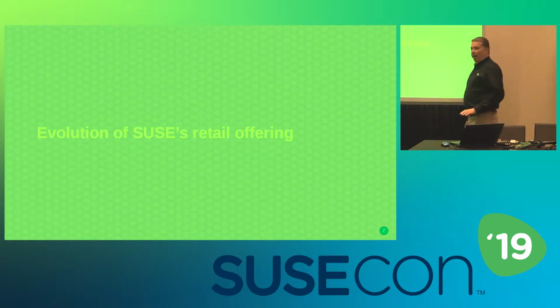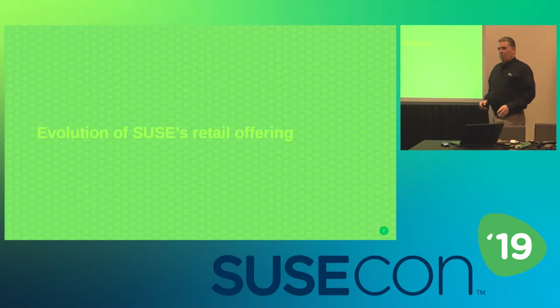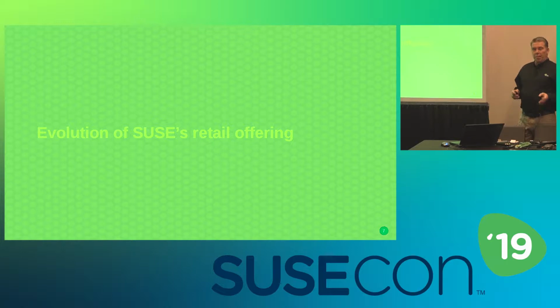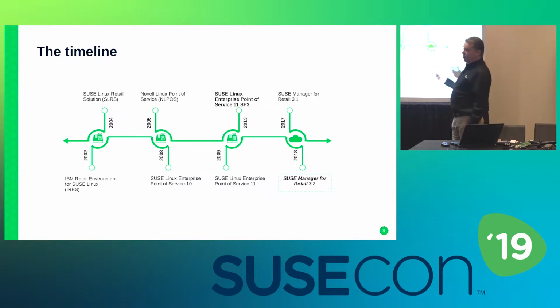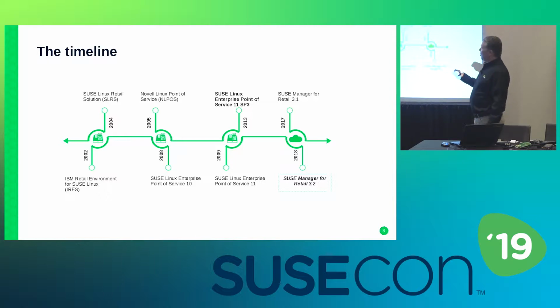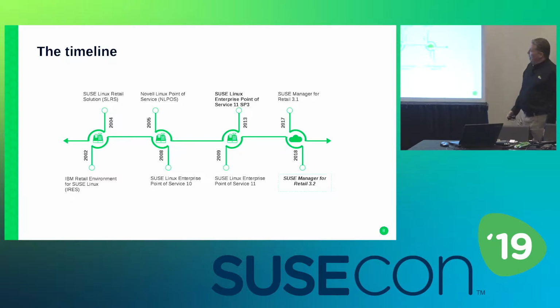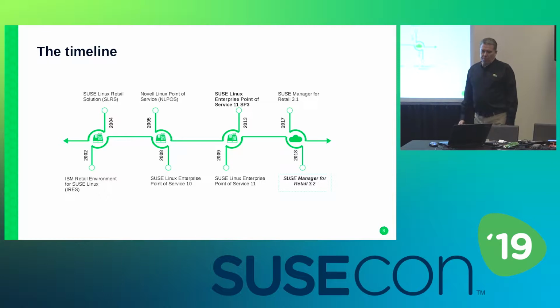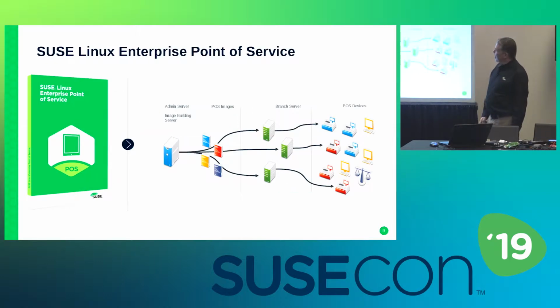So what is it that SUSE has in the retail space, or what have we had? We are about the only enterprise Linux company that has a retail offering on the enterprise level. Okay, so where have we been? As you can see, it's not a new thing. We've actually had this for a very long time. It's existed under various names, depending on who owns the company and what corporations we were doing. But the latest, and the one most of you will probably be familiar with, is SUSE Linux Enterprise Point of Service 11 SP3. That one we still have a lot running out there. And now, of course, where we are now, we are at SUSE Manager for Retail 3.2. That's the latest. All right?